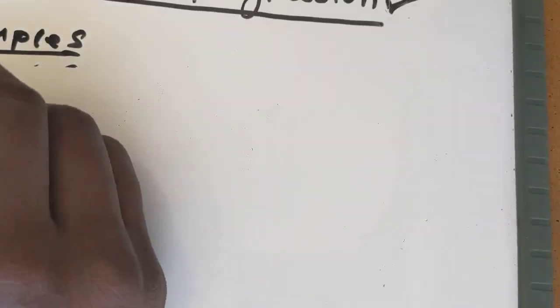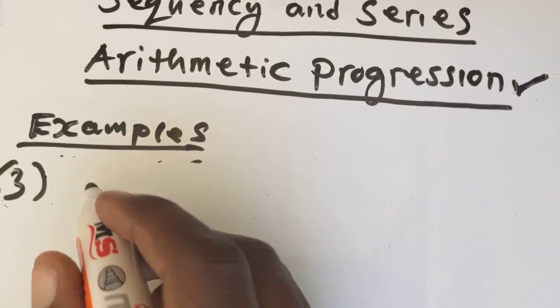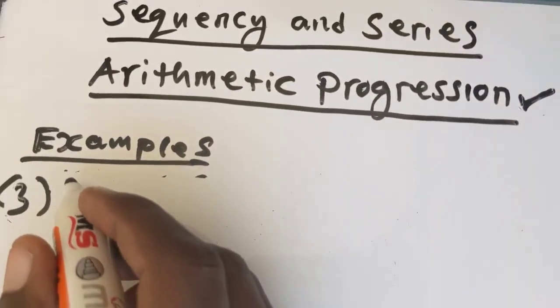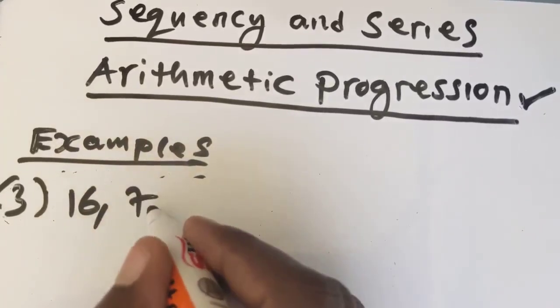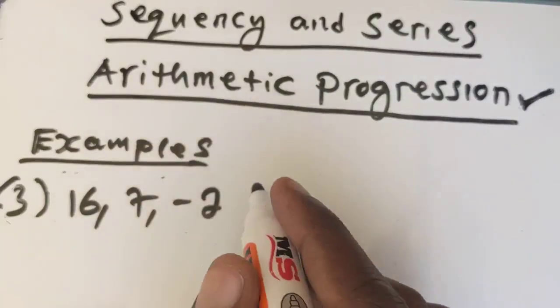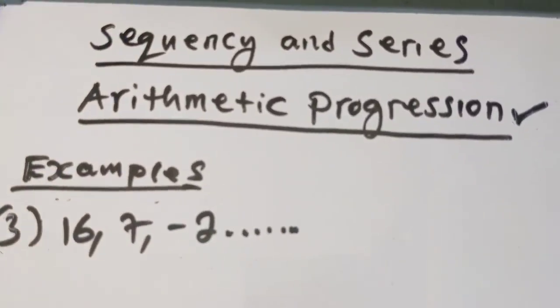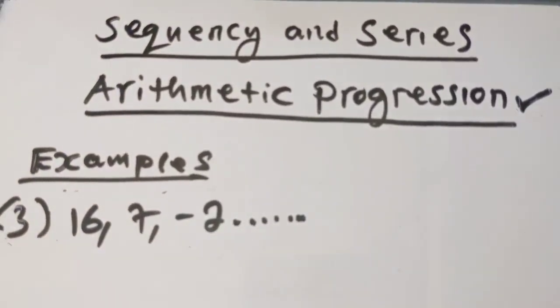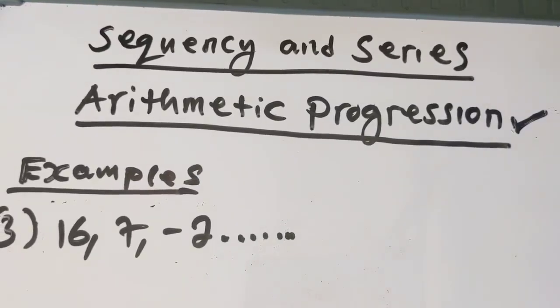So here is the question. Our example 3 here, we have 16, 7, 9, or 2, and it is still going like that, meaning that it is still going.